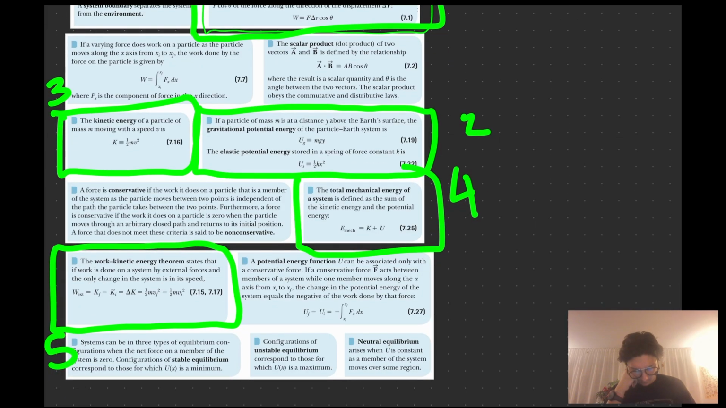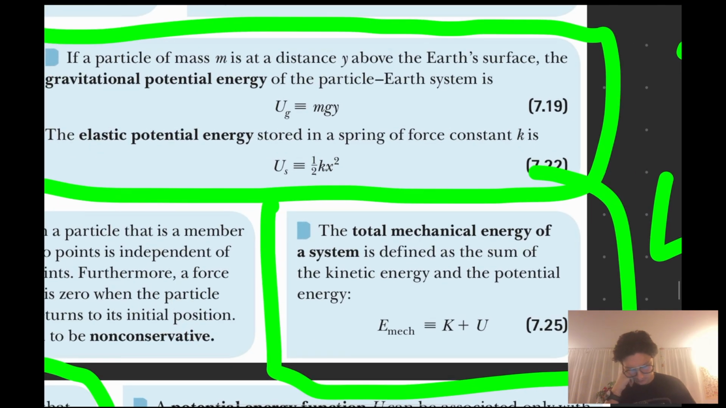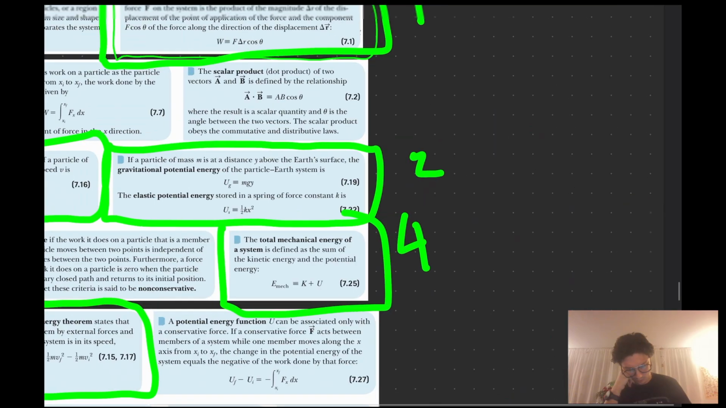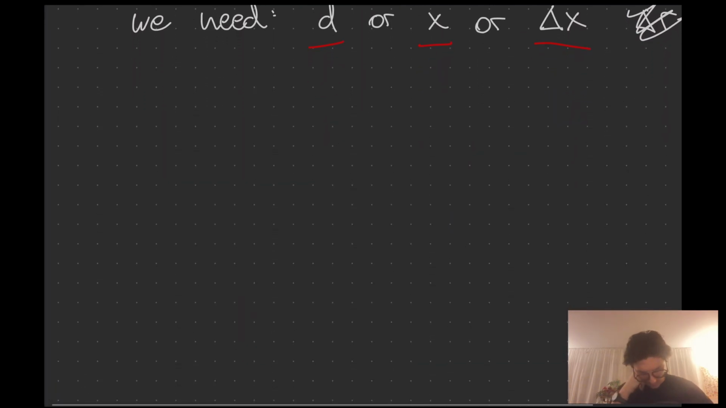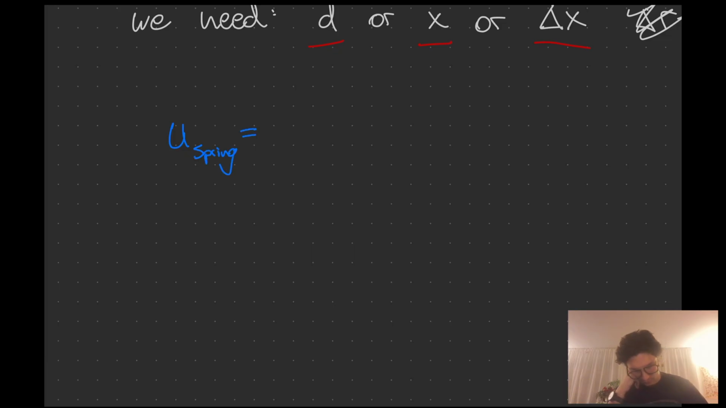So what's going to be important? For sure these two. U equals mgy, U equals 1/2 kx squared. So I'm just going to write these down in blue. So it said U of spring. What is this? This is the potential energy of a spring. 1/2 times the spring constant times x squared.